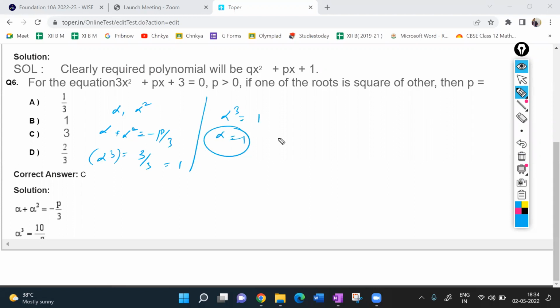But what will be the value of alpha? It will be 1 only, isn't it? So alpha plus alpha square is equal to minus p by 3. Alpha value is 1, plus 1 square, equals minus p by 3. So 2 is equal to minus p by 3. Minus p is equal to 6.